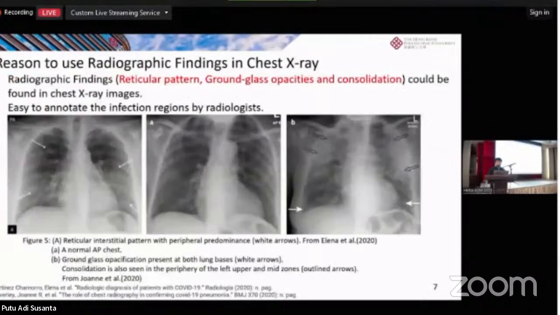Next is why we choose chest X-ray as the imaging modality for AI technologies. The radiographic findings are very easy to find in chest X-ray images, and it's also easy for deep learning networks to find the infected regions and show them to the doctors or radiologists. Moreover, it's very easy for radiologists to annotate these infection regions for the network to learn. These two reasons make chest X-ray the popular modality for AI technologies.